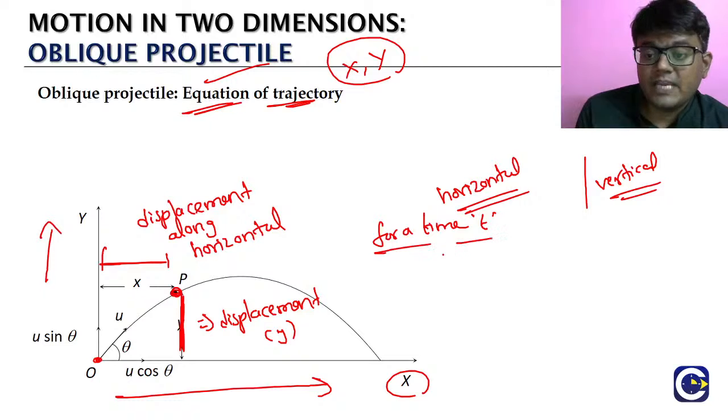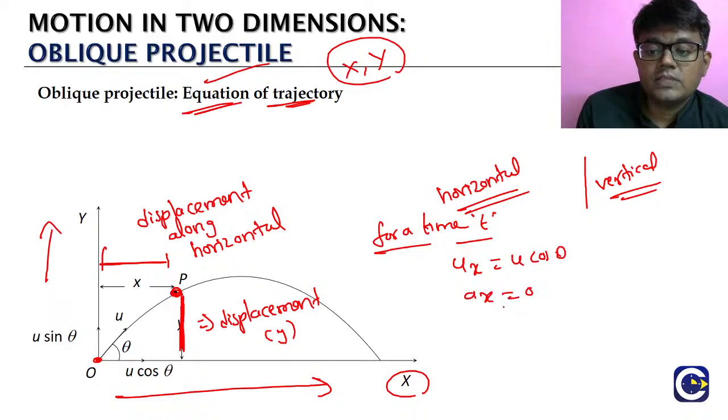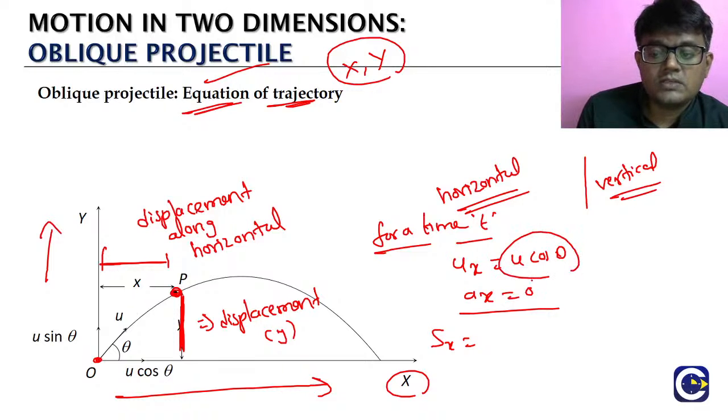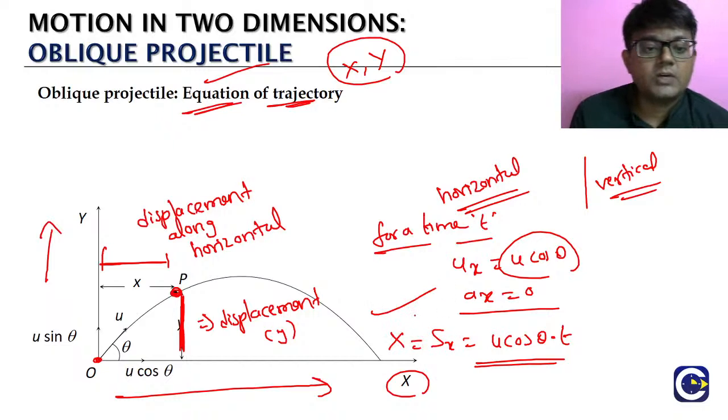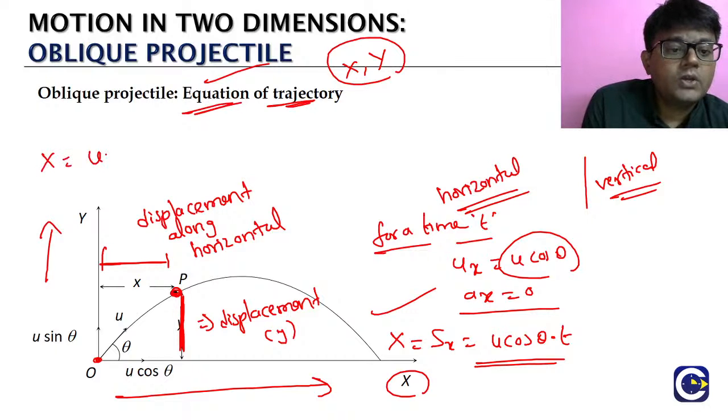Now after some time t, first, what is the initial velocity along the x direction? u cos theta, and acceleration is 0. So the displacement formula is u into t, because this is the case of constant velocity. That constant velocity value is u cos theta. So it is u cos theta into t. This is the displacement along the horizontal, the x coordinate of that particular point. So x is equal to u cos theta into t. Let this be our equation 1.